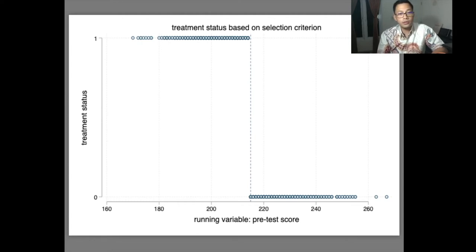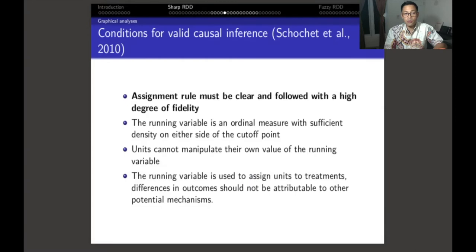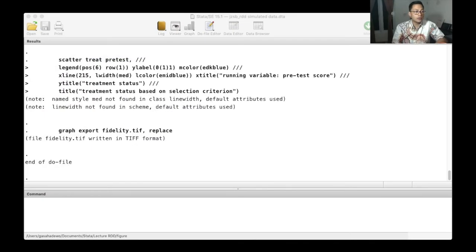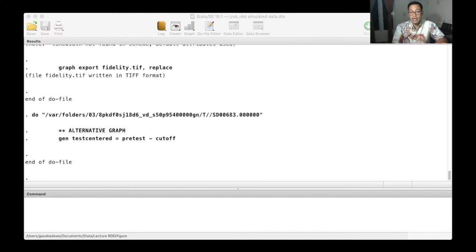Now, it's good practice, by the way, in Stata to do what's called centering. So what does centering mean? Centering means that we center the running variable at the cutoff point. How do we do that? It's quite straightforward: centering is just the pretest, the running variable, minus the cutoff. So it's going to be centered around the cutoff.